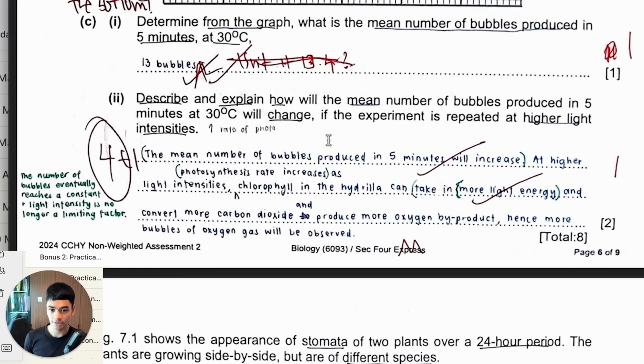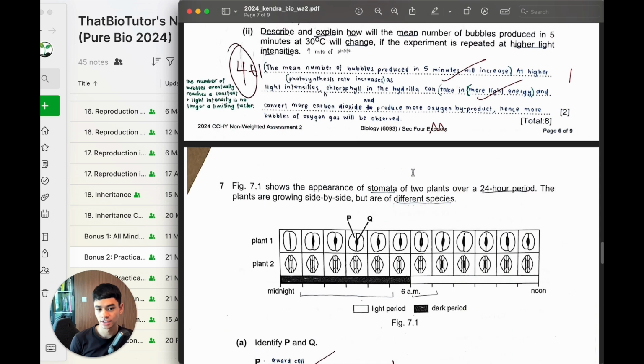Okay, then we're here now. This is pretty strict. I would have given this 2 marks, but it looks like the answer key wants 2 points. Point number 1, it will increase, and why does it increase? Point number 2, when it's no longer a limiting factor. If it was 4 marks, then I would add this extra part. So this is my opinion, but it looks like their answer key was very strict.